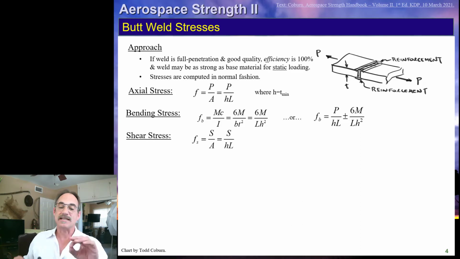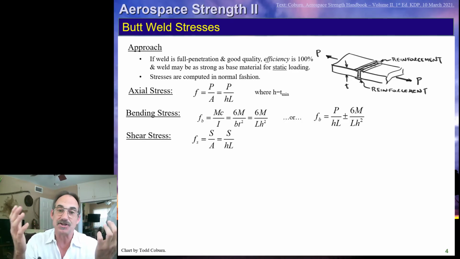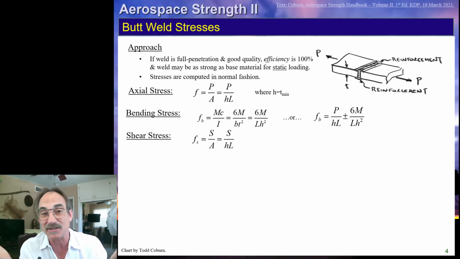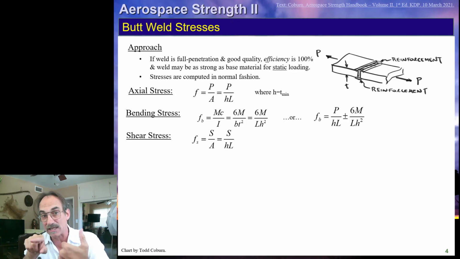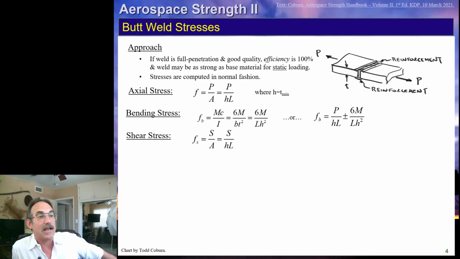Now, if you have shear stress, we saw that this other one was an axial force. If we have a shear force acting in the plane like this, that's a shear force. Now, we could just say it's P over A. That's true. But a lot of times, I like to call a shear force S, use the symbol S for shear force. So that force S divided by the area. The area, once again, is just HL. So our stress is just S over HL. Got it?